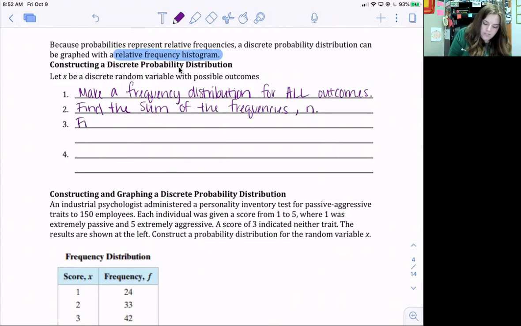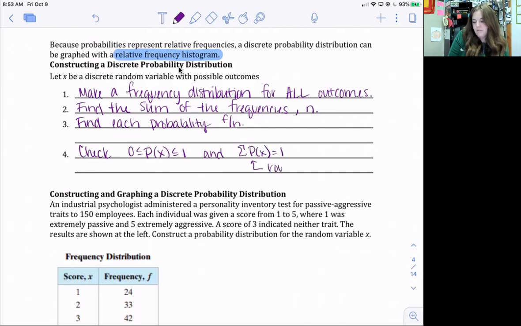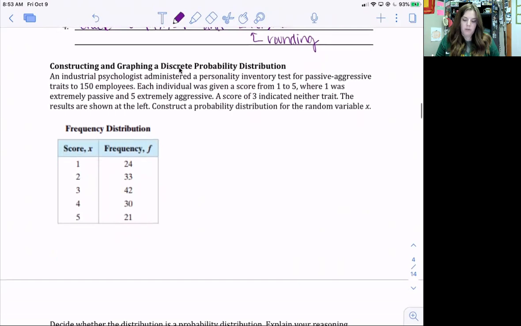And then we're going to find each probability, F divided by n. Okay. Lastly, make sure you check that each of your probabilities is between 0 and 1, and that the sum of your probabilities equals 1. This last one, we can have some issues with rounding. Okay, and we'll talk about that. All right, so let's do an example. Constructing and graphing a discrete probability distribution.